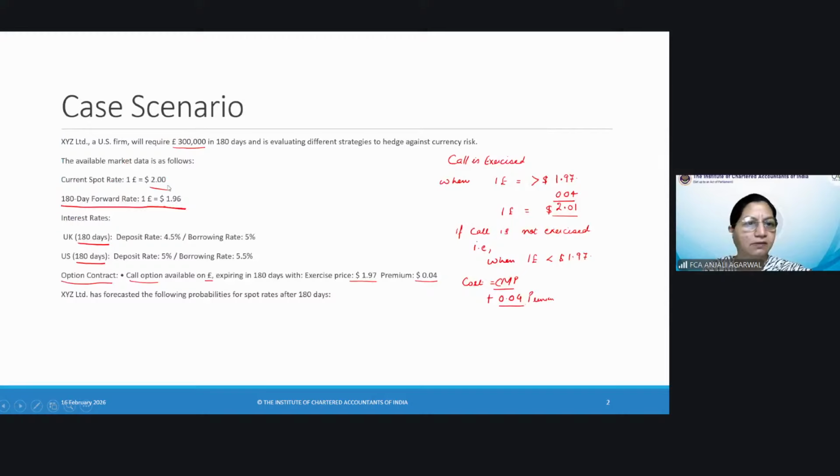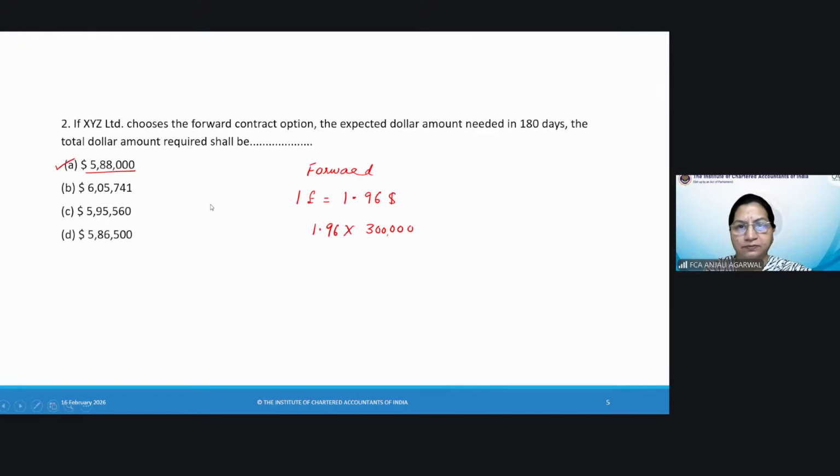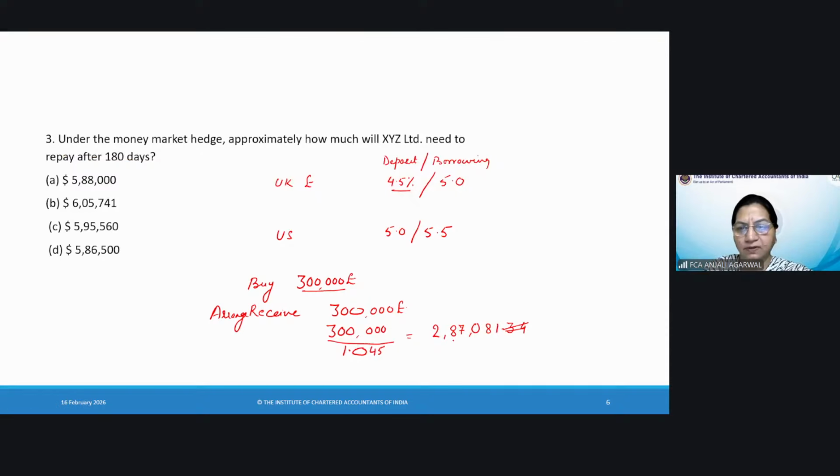What is the current exchange rate? 1 pound is equal to $2. So to get 287,081 pounds, you need to pay 287,081 into 2. Dollars needed today to make this deposit is 574,162. These will be borrowed in the US market at 5.5%.